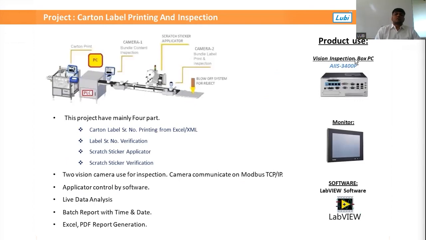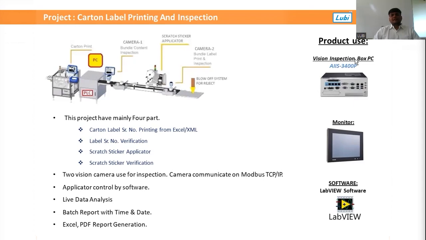Now we will move forward to the third portion. We will showcase a few applications we have done with our Advantech products. The first one is carton labeling, printing and inspection applications. These applications cover four parts: carton label and printing from Excel, label serial number verification, scratch sticker applicator, and scratch sticker verification.